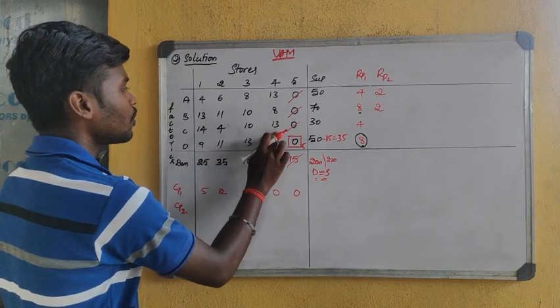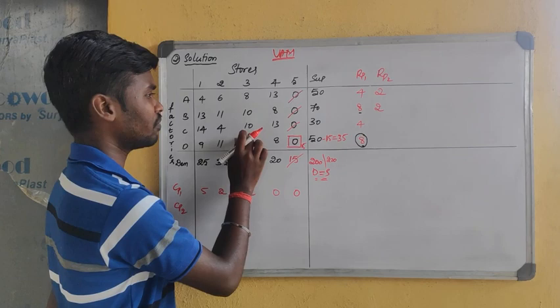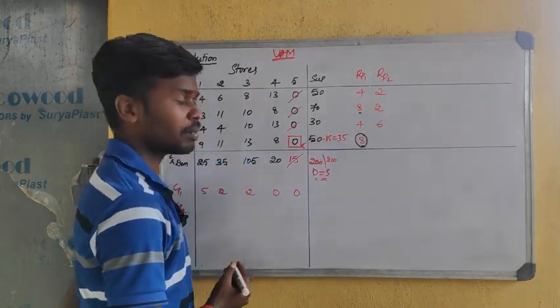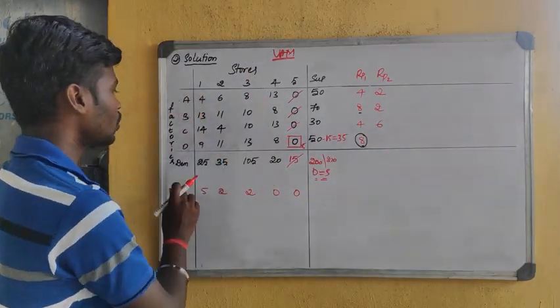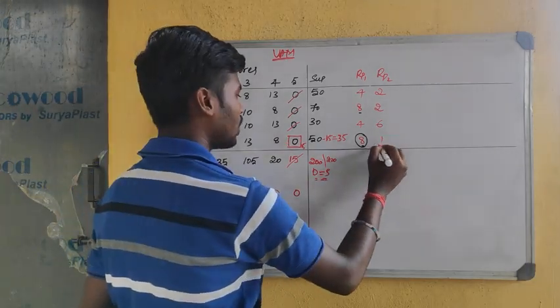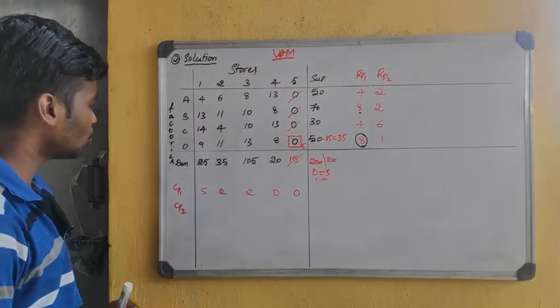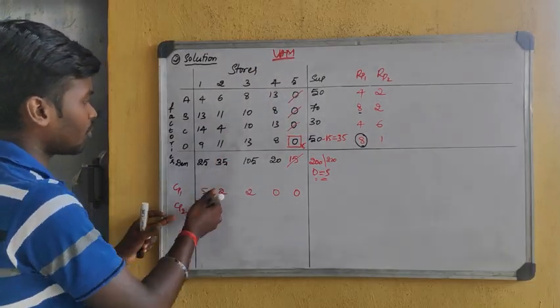Next, in the third row, the first least is 4 and the second least is 10. So the difference 6 is your penalty. Next, in the fourth row, the first least is 8 and the second least is 9. So the difference 1 is your penalty. Okay, next, we have calculated the row penalty 2. In the same way you have to calculate the column penalties as well.